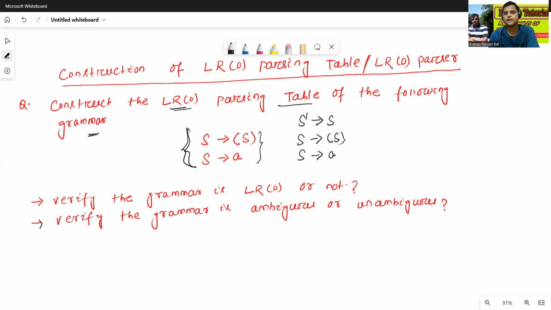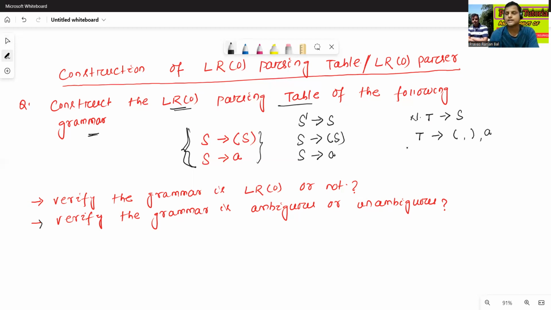Remember, there is only one non-terminal, this is called S. How many terminals are there? The terminals are open bracket, close bracket, and A. So there are three terminals and one non-terminal: the non-terminal S, and three terminals open bracket, close bracket, and then A.